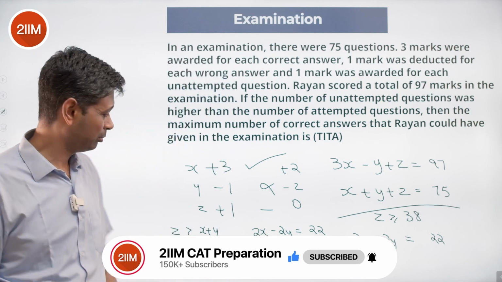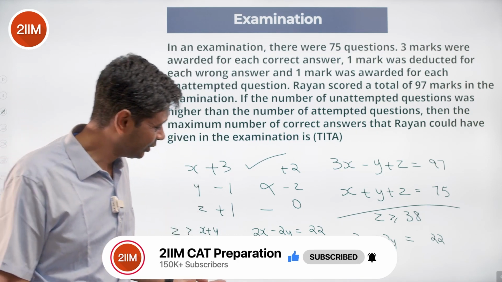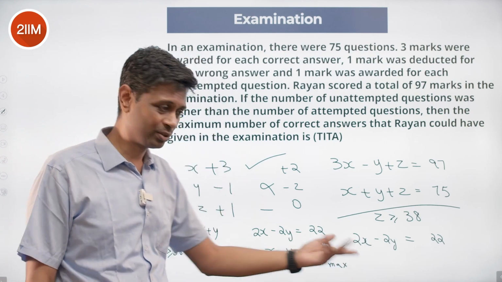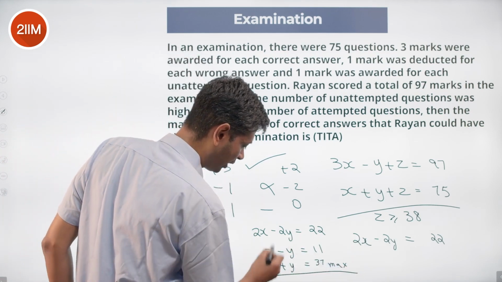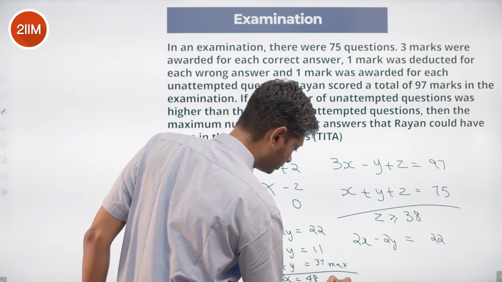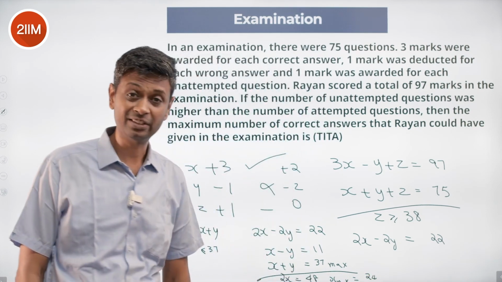How do I know that? Because this total is more than x and y put together. So if x plus y is higher, that's when x can be higher. Add these two. So the maximum value is 2x is 48, or x maximum is 24. We know x minus y is 11. That much we have figured out.